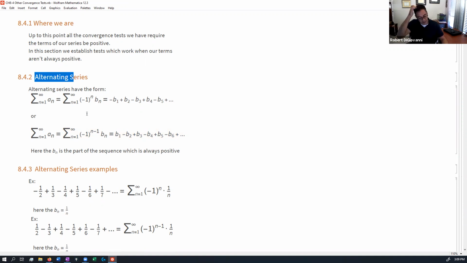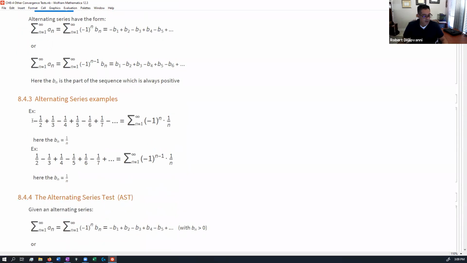Now, here's some examples of alternating series. -1/2 plus a third minus a fourth plus a fifth minus a sixth plus a seventh. Here's the formula for that. This (-1)^n will create the alternating starting with negative, and then 1 over n. You know what? This is off. Oops. I'm going to have to change this. Make this n plus 1. That's how I'll fix it.